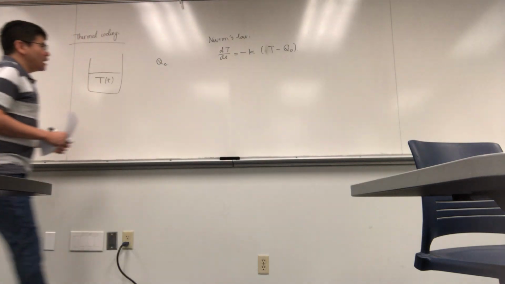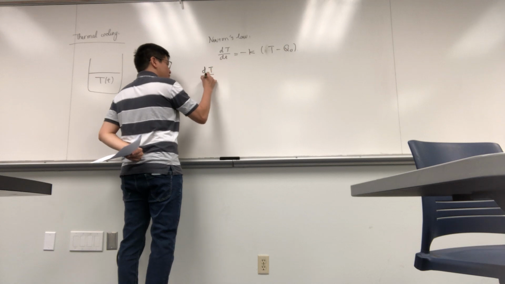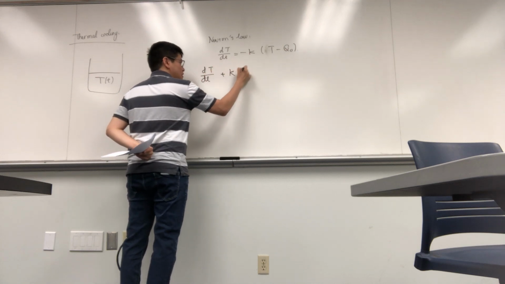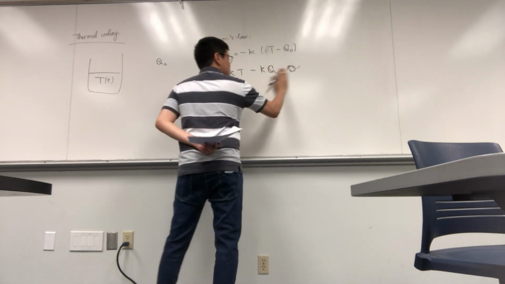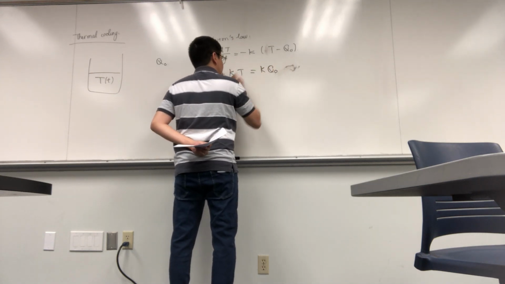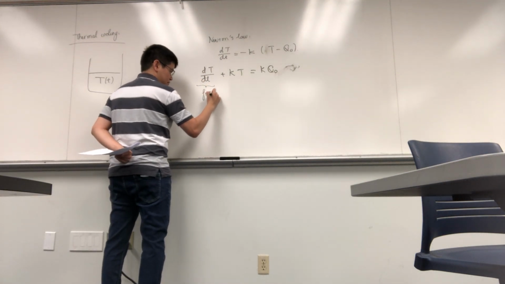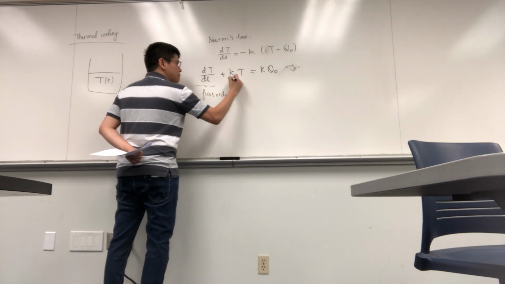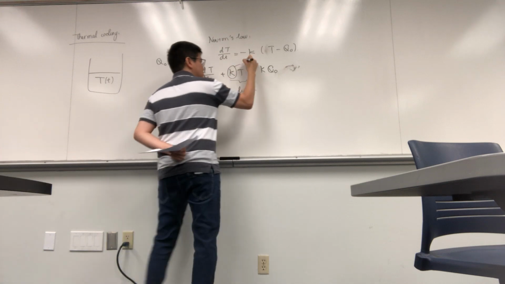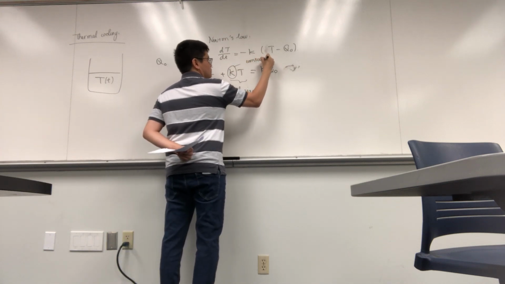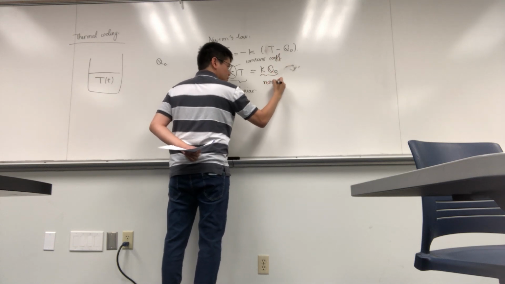All right? So last time we said that this is a first order differential equation, which is linear, dT over dt plus kT is equal to k Q0. Right? So this is first order. This is linear. This is constant coefficient. And this is non-homogeneous.